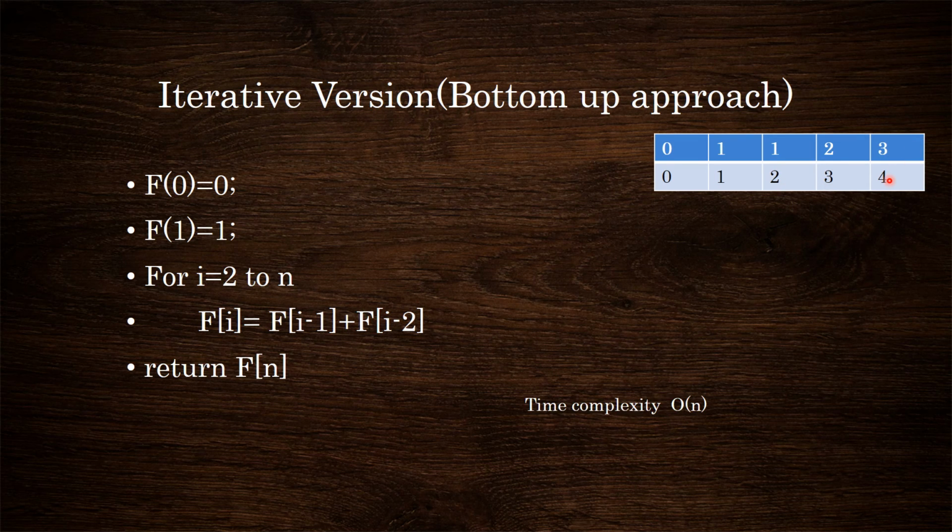If we try to find the time complexity now, we can see that we are just updating a table of n size, so the time complexity would be big O of n. This is how we can calculate the Fibonacci series by using dynamic programming.